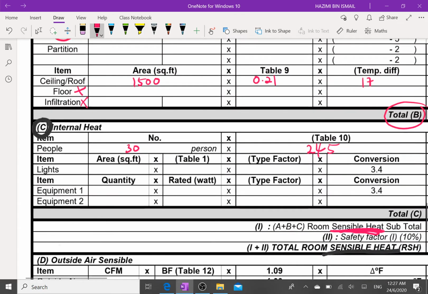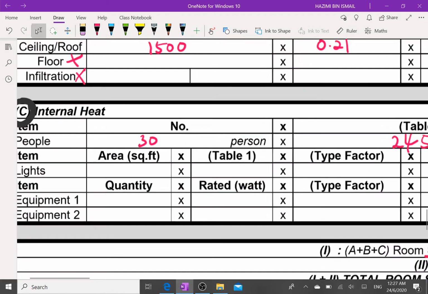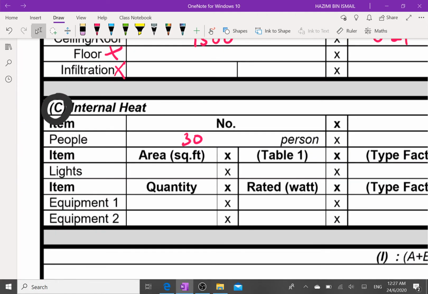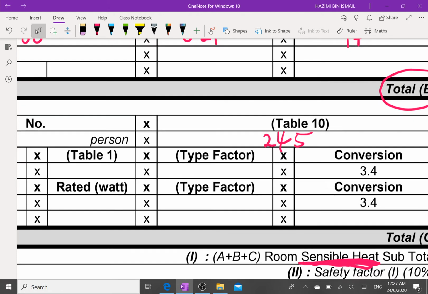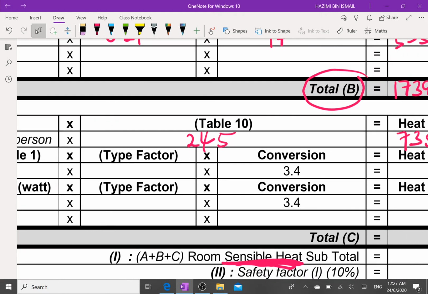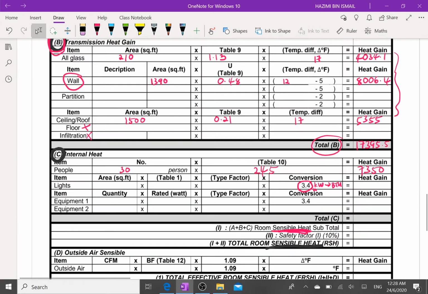We have to calculate the lights. To get the BTU for the lights, we get the value of area times the watts per square foot from the table, times the type factor based on the material of the bulb or light, and times the conversion 3.4. 3.4 is the conversion of kilowatt to BTU. This one is a constant, so no need to change it, just put 3.4.